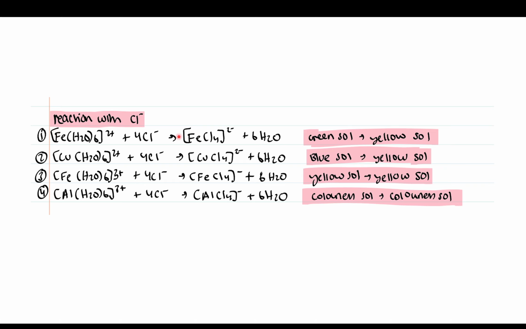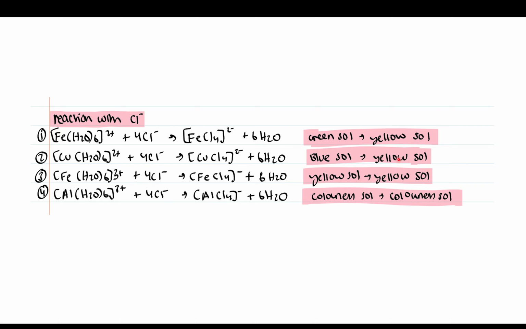Now there's reaction with Cl-. So these ones are pretty standard as well. You can just react all of them with 4Cl-. Nothing too special about this. And you can actually just derive the charges. Think about it, Fe has a charge of 2+ and this is -4, so it gives 2-. Same for this. For these you have 3+ minus 4, which gives you -1. And they all form 6H2O anyway.